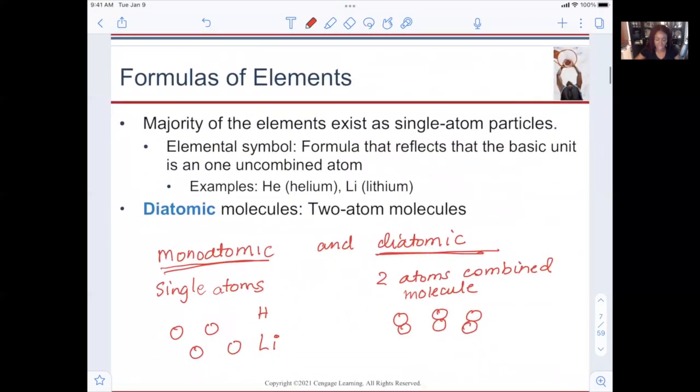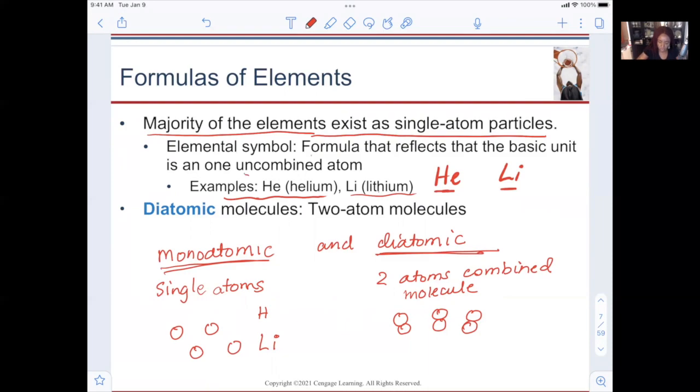So I'm going to move on and talk about diatomic versus monoatomic elements. So we're told a majority of the elements that we know of in the periodic table actually exist as single atoms. Now there's some that are able to exist as multiple atoms, and we're going to get to that. Examples of these essentially are helium and lithium. When you're writing the formula of helium, which is He, lithium, Li, the way you're writing the formula communicates that this element exists in uncombined form.